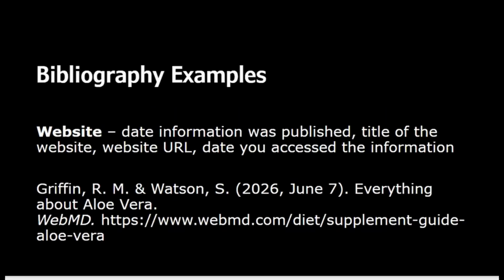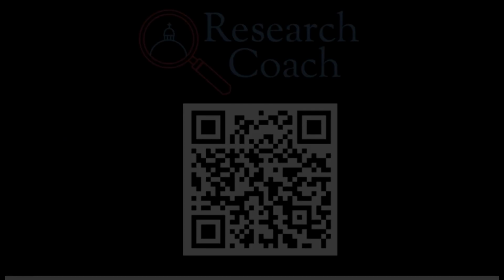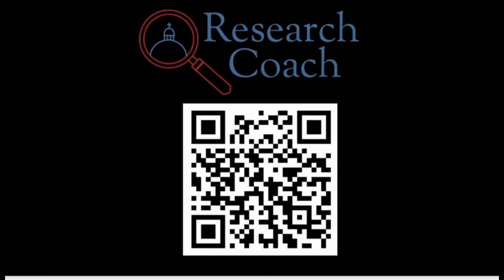For websites, we want to include the date the information was published, the title of the website, and a URL for the website. You may also want to include the date you access the website, especially if the web page doesn't have a publication date. There is also an example on the screen. Please note that in your paper, you're going to want to double space and use a hanging indent for your bibliography. If you need help with citation formatting, including the hanging indent and double spacing, schedule a research coach appointment or contact the Writing Center, and we'd be happy to help you.